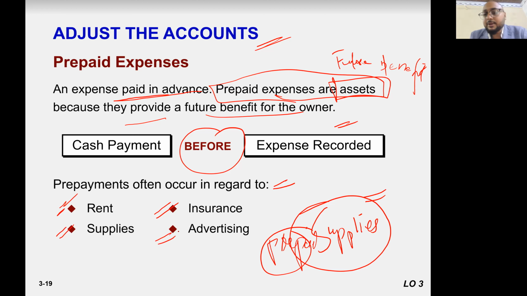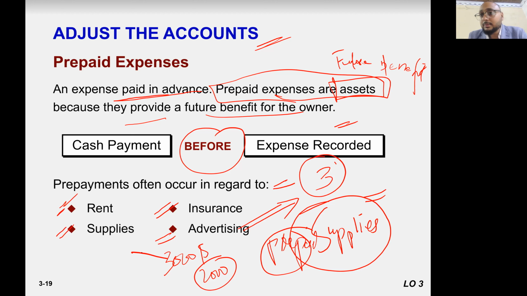Similarly, with advertisement, you pay in advance for a billboard, and that advertisement will last at least 3 months or 4 months. So you pay in advance. After 2 months, for example, you paid $3,000 for 3 months of advertisement. But after 2 months, how much have you consumed? 2,000. 1,000 remains. Future benefit remains. So 1,000 will go to the balance sheet, and this 2,000 will go to the income statement as an expense.